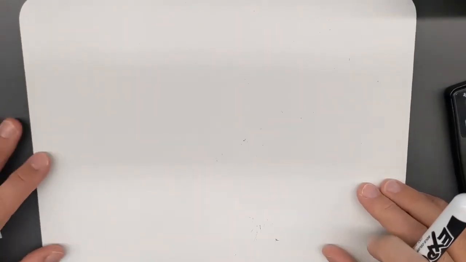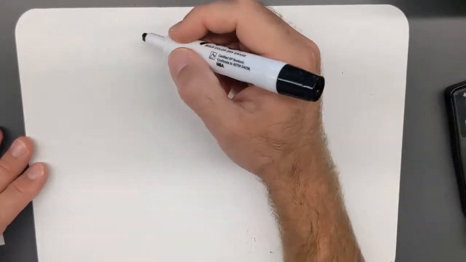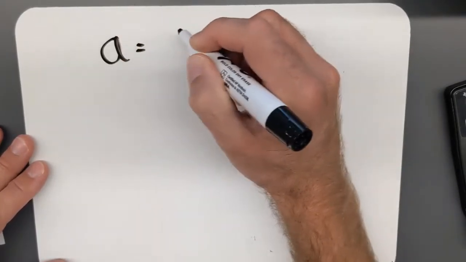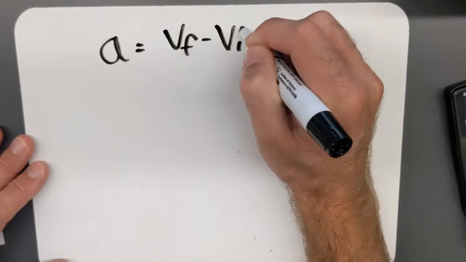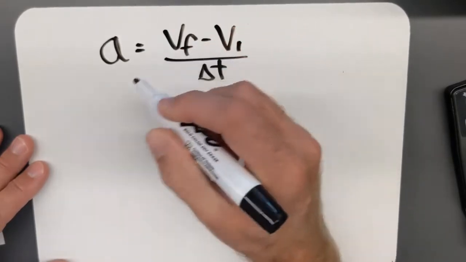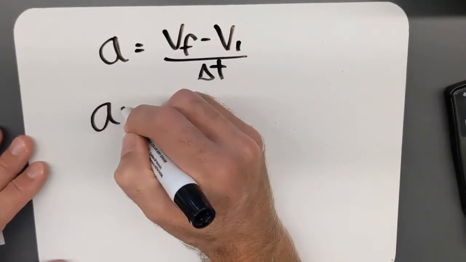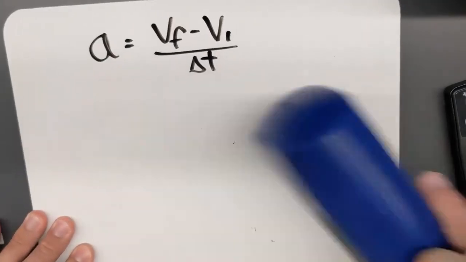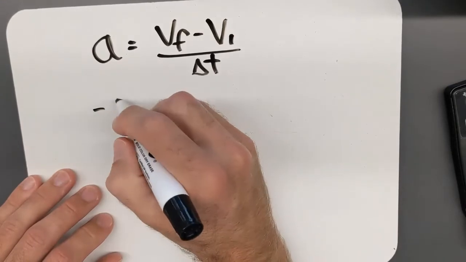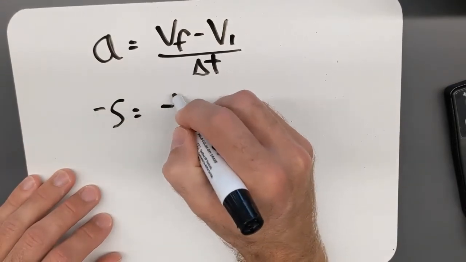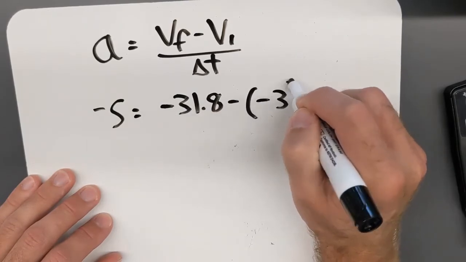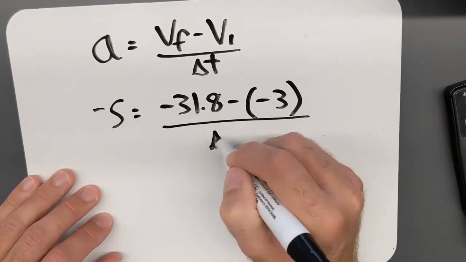Part B, how much time did it take? Well, I know I have acceleration, I have final velocity, I have initial velocity, so I'm just going to go a equals V final minus V initial over delta T. What is a? A is -5. So -5 equals a V final of -31.8 minus an initial velocity of -3 over delta T.